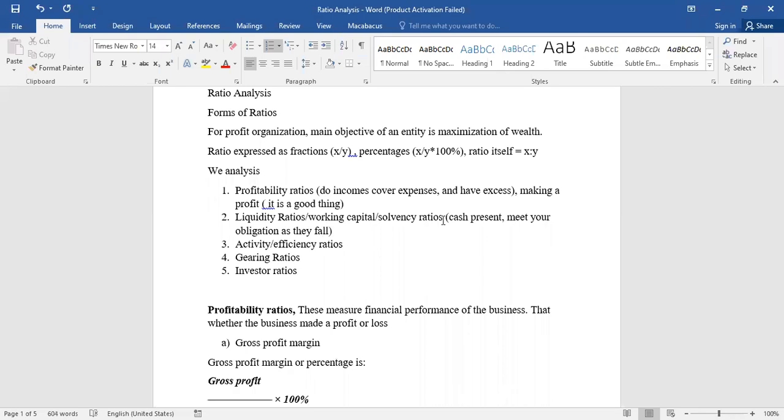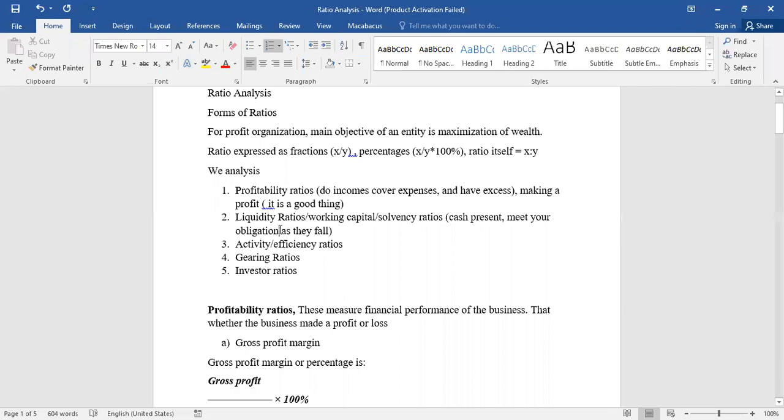Okay, this is when we say you're liquid. You're liquid not because you have cash in your safe at the office. No, you're liquid when you meet your obligations as they fall due. By obligations, we mean the expenses, the liabilities. Whenever you need to spend money, you actually have money. Salaries, those are the obligations I'm referring to.